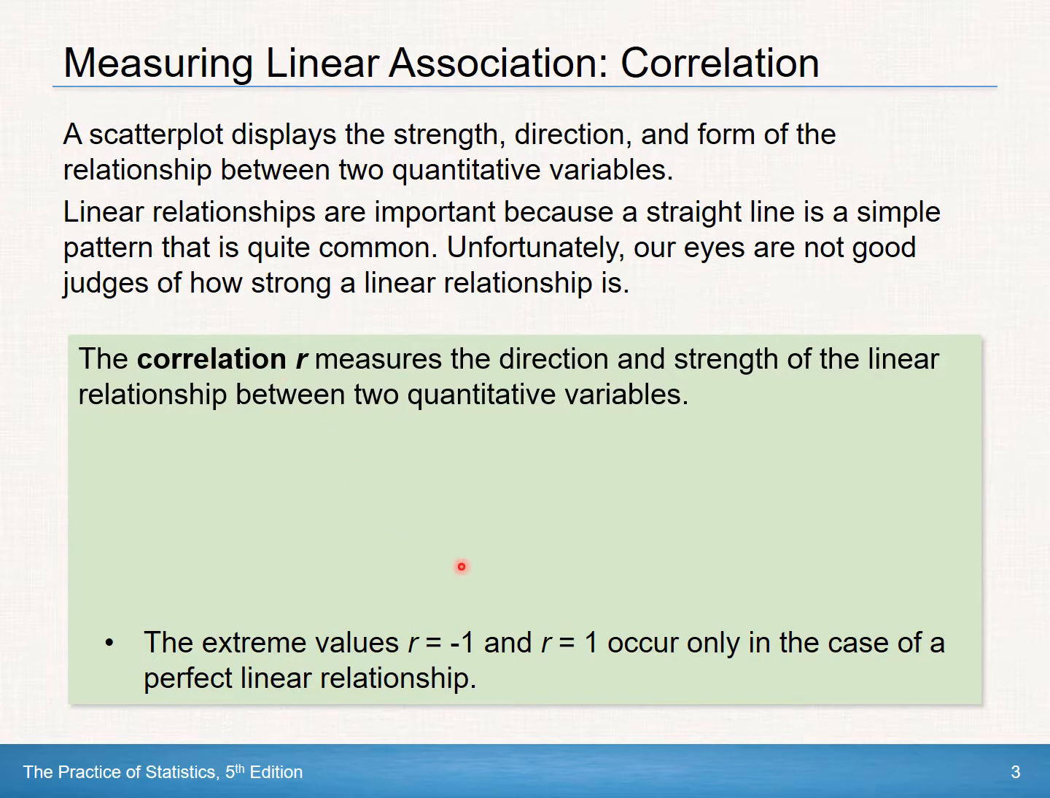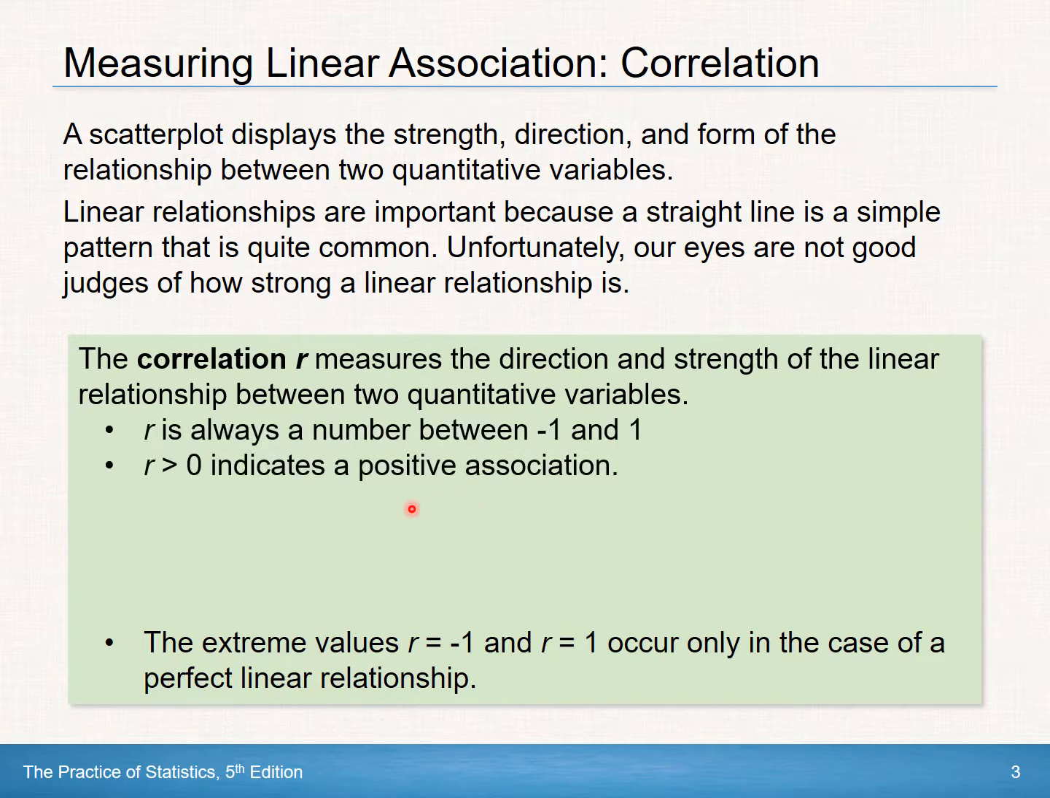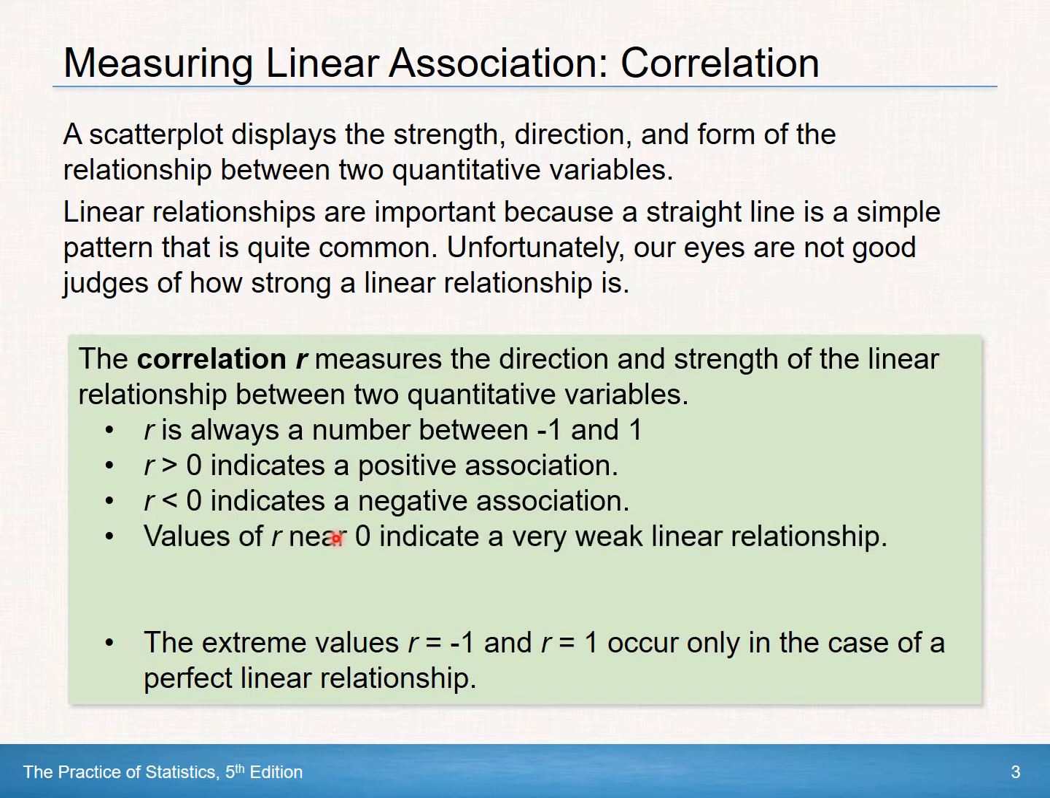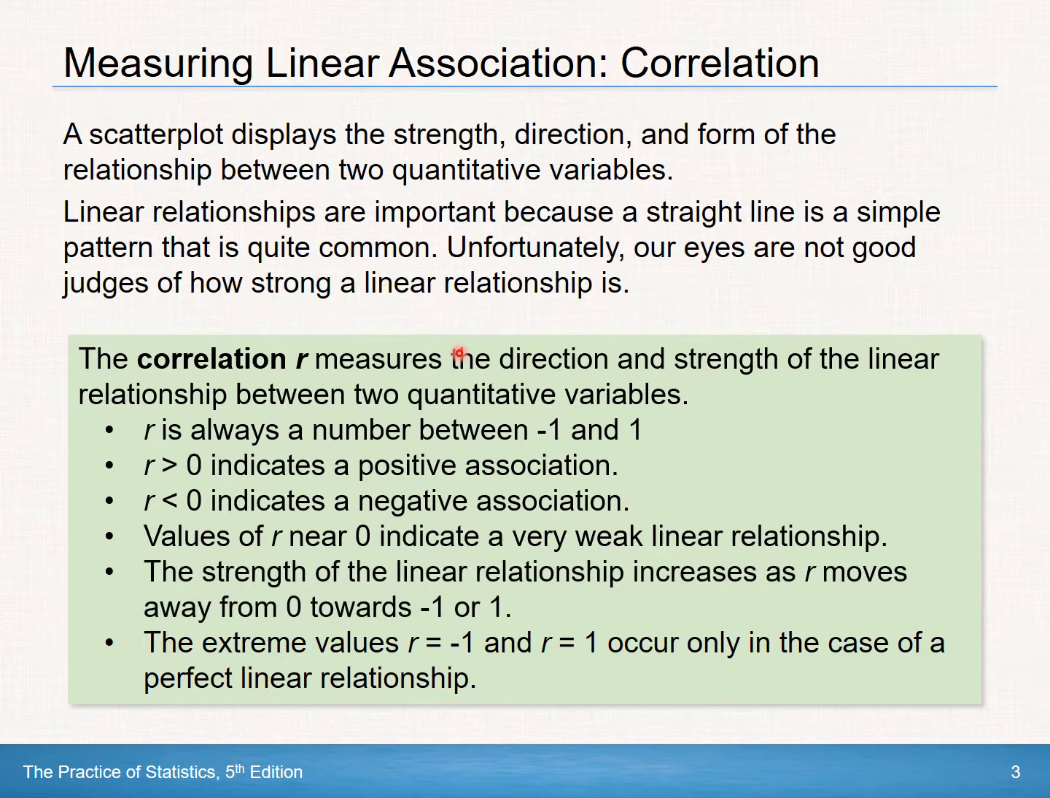A correlation R measures the direction and strength of the linear relationship between two quantitative variables. R is always some number between -1 and 1. R greater than 0 indicates a positive association. R less than 0 indicates a negative association. And values of R near 0 indicate a very weak linear relationship. The strength of the linear relationship increases as R moves away from 0 towards -1 or 1. So the bigger the number, the stronger the correlation.